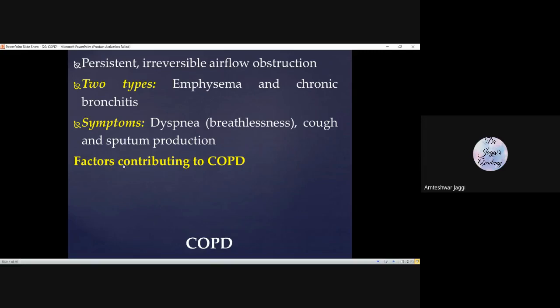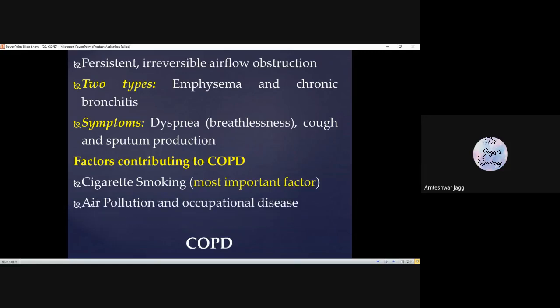So what are the factors that may contribute to COPD? Now, the most important factor is cigarette smoking. The most important factor. Even if you have to take one factor, that factor will be cigarette smoking.